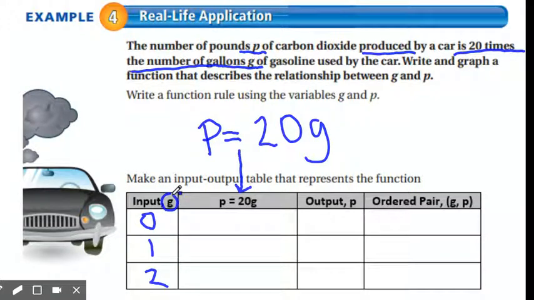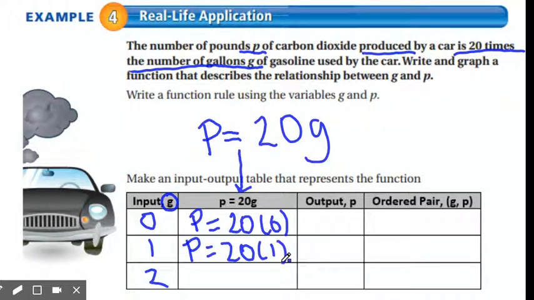So we are plugging these in for G. So P equals 20 times 0. P equals 20 times 1. And P equals 20 times 2. The equal sign looks weird. There we go. All right, that's how we fill in that second column.